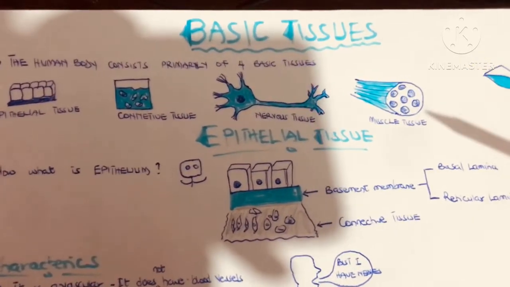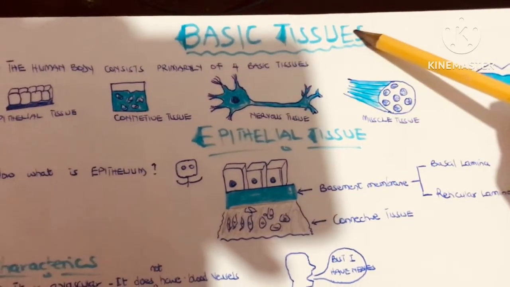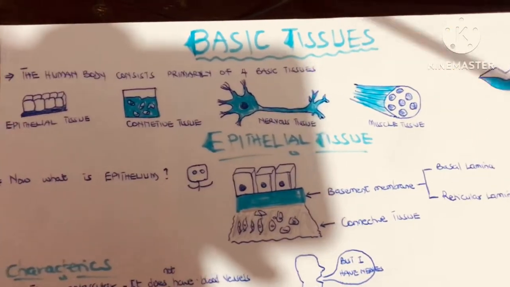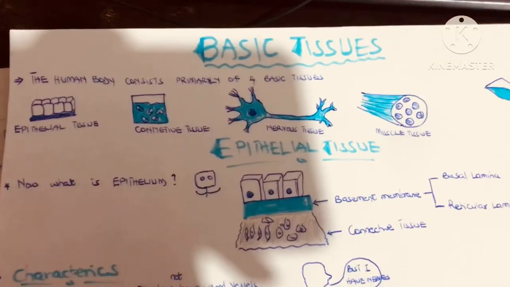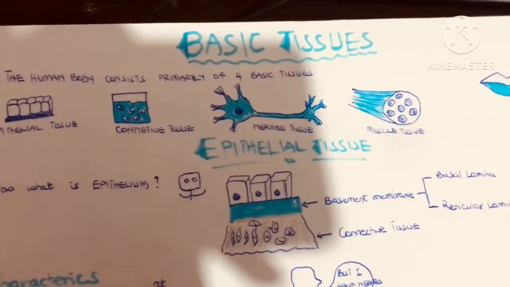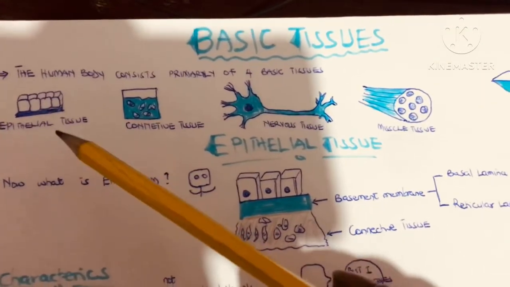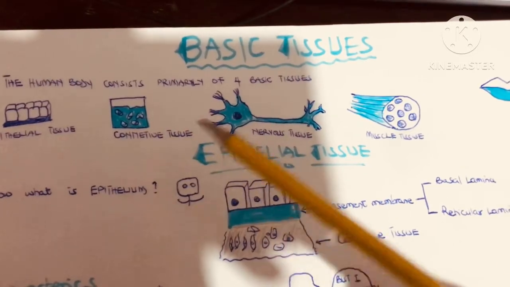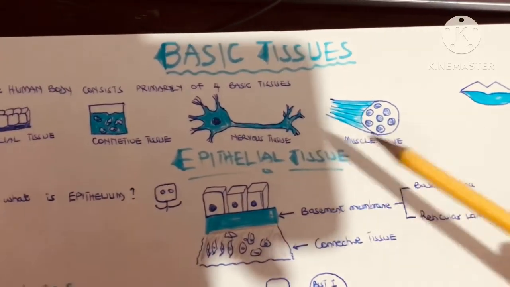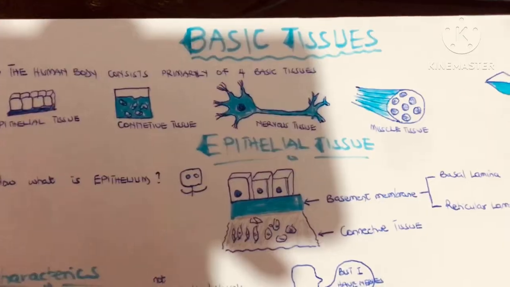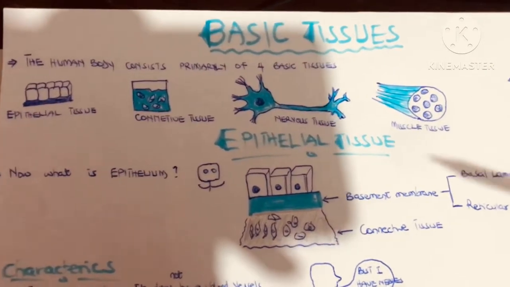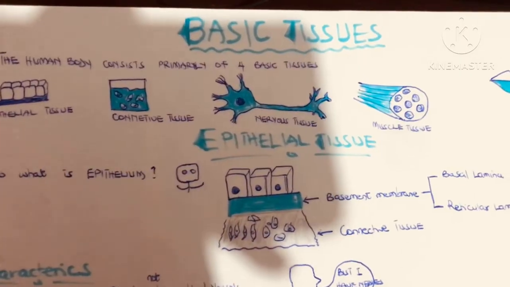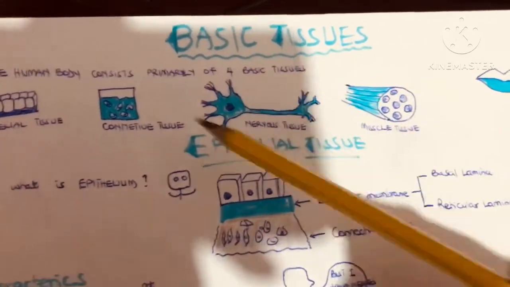So guys, today we are going to look at basic tissues. One thing you have to know is that the human body consists primarily of four basic tissues: the epithelial tissue, the connective tissue, the nervous tissue, and also the muscle tissue. As you know, tissues come together to form organs. So every organ that you take in the human body contains all these four tissues.